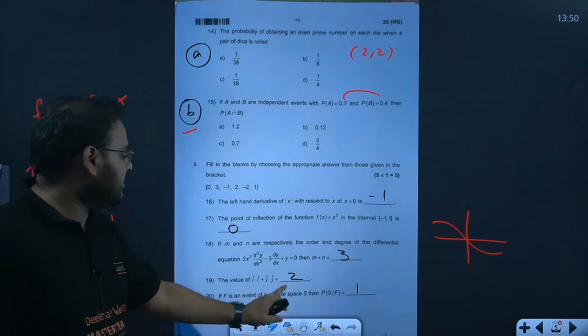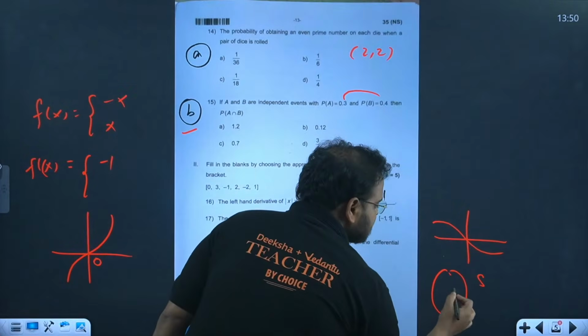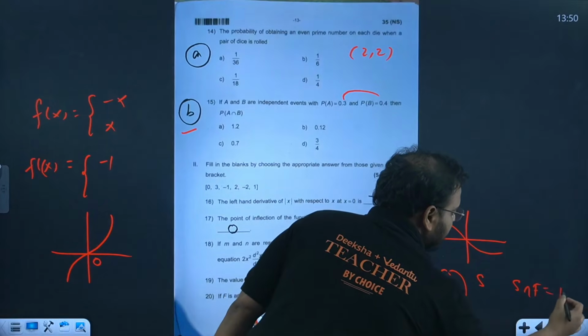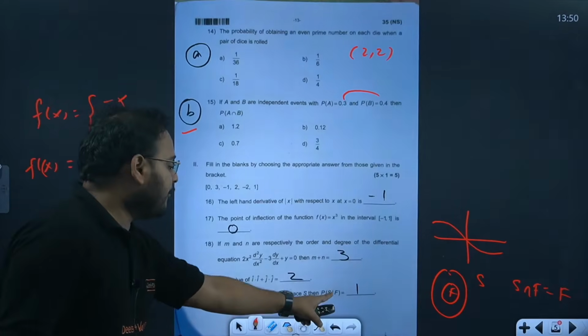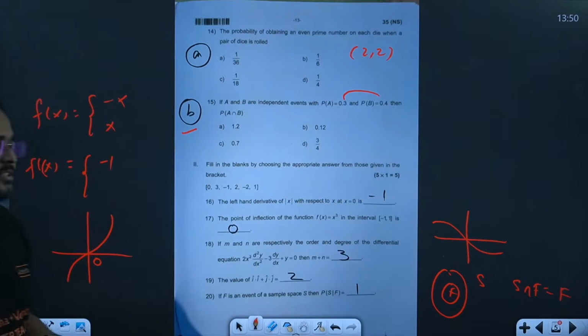F is an event of sample space S. It means that this is your sample space S. F is inside it. So intersection of S and F will be what, sir? F only. So if you're writing P of S intersection F, it becomes P of F upon P of F. Hence answer is 1. All these questions are clear.